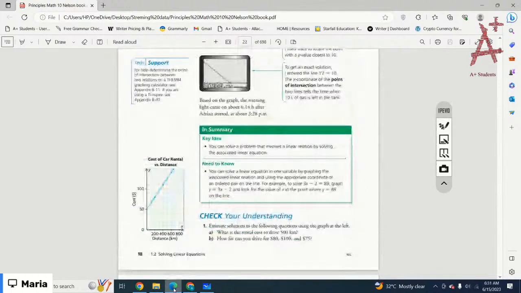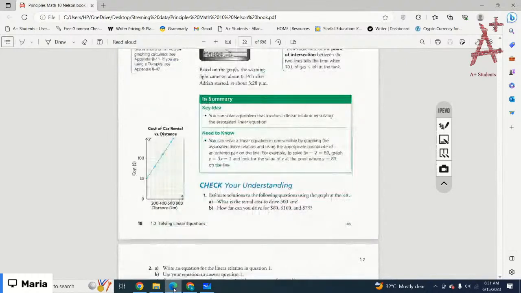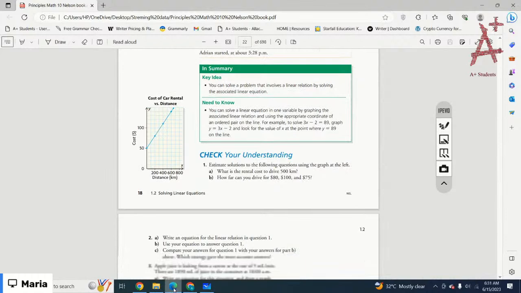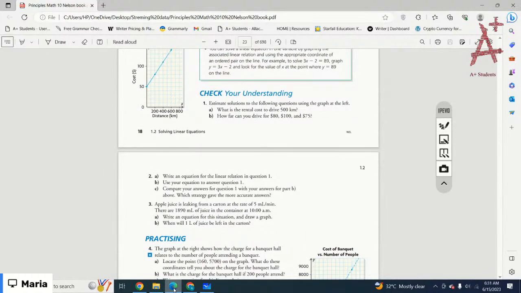Okay, you can solve problems that involve a linear relation by solving the associated linear equation. Got it? So you can solve a linear equation in one variable by graphing the associated linear relation and using the appropriate coordinates of an ordered pair on the line. For example, to solve 3x minus 2 equals 89, graph y equals 3x minus 2 and look for the value of x at the point where y equals 89. Got it? That is the way to solve the equations. So let's just start with the practice questions. Let's start with question number 4.